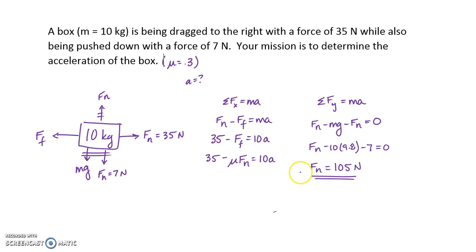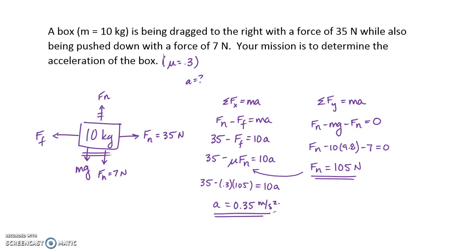So now I can take this and bring that into here, and then I can continue on. So now I can do 35 minus the mu, which is 0.3, times the normal force, which is 105, equals 10 times my acceleration. So now I can solve for my acceleration. I get an acceleration of 0.35 meters per second squared. And that is how you solve for that.